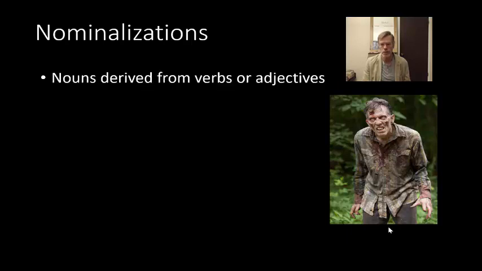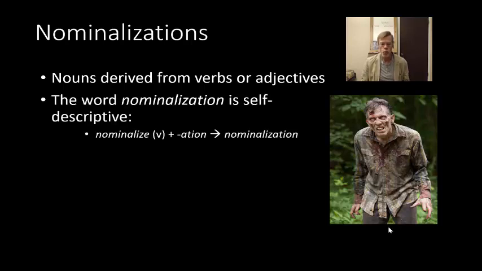And nominalizations subvert that. So a nominalization is a noun that is derived from a verb or an adjective. Helen Sword refers to these as zombie nouns. That's why I have that little picture of a zombie. The word nominalization is self-descriptive. It starts as a verb, nominalize, which means, of course, to turn into a noun. And then we add that suffix ation, and it becomes a noun, nominalization.